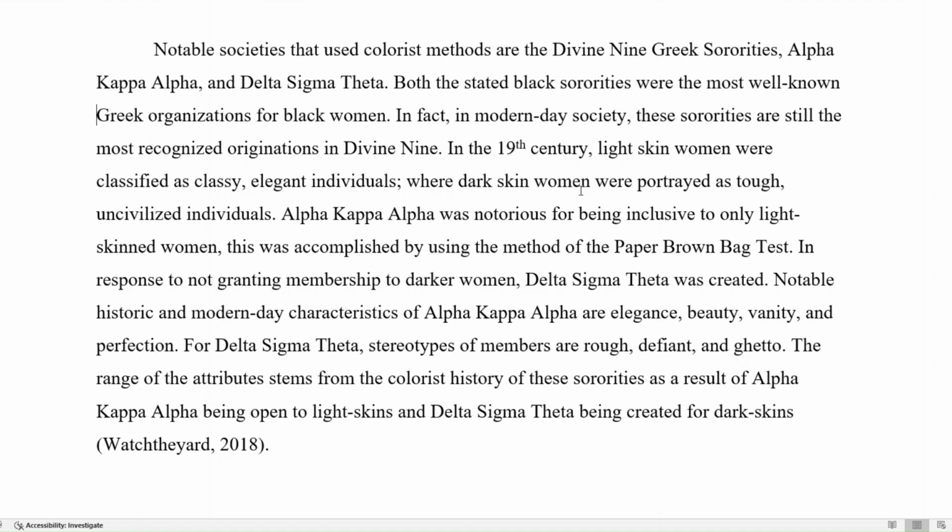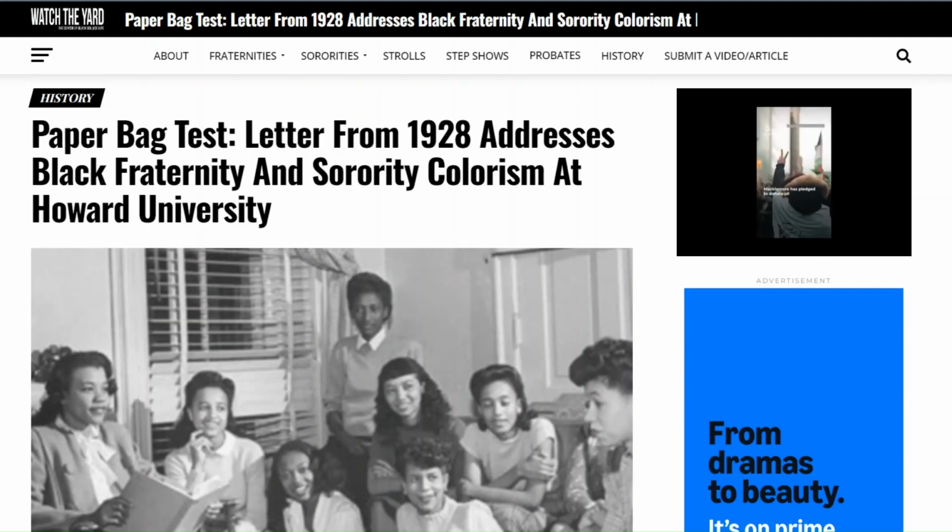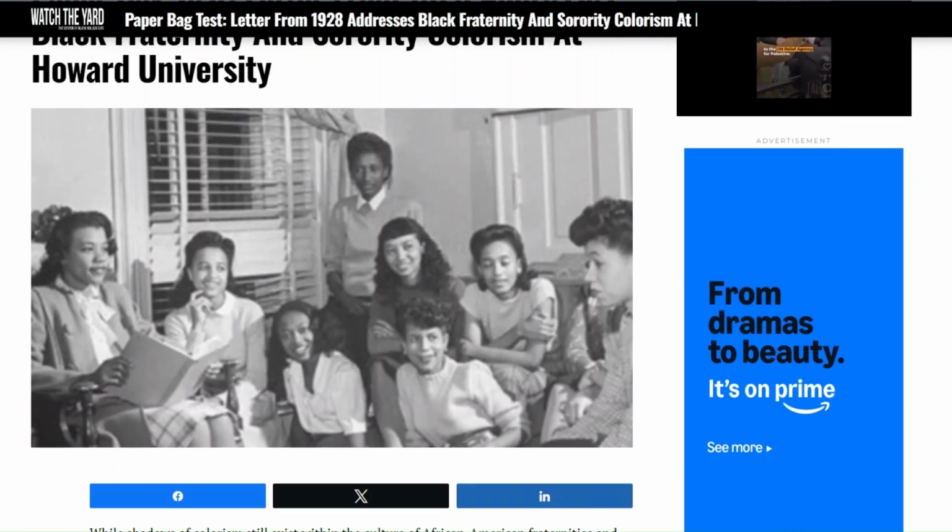For Delta Sigma Theta, stereotypes of members are rough, defiant, and ghetto. The range of the attributes stems from the colorist history of these sororities, as a result of Alpha Kappa Alpha being open to light skin and Delta Sigma Theta being created for dark skin. Watch the Yard, 2018. Bag test letter from 1928 addresses Black fraternities and sorority colorism at Howard University.